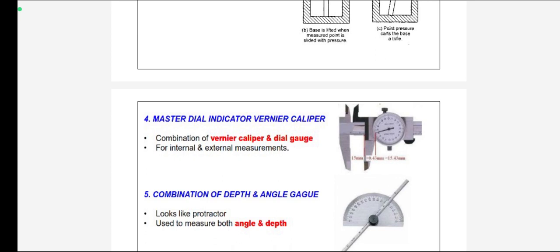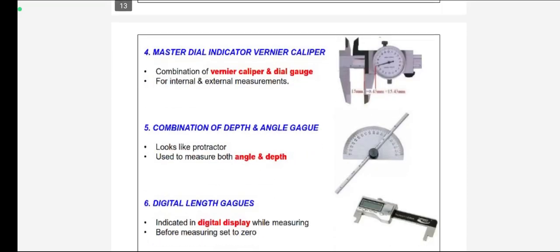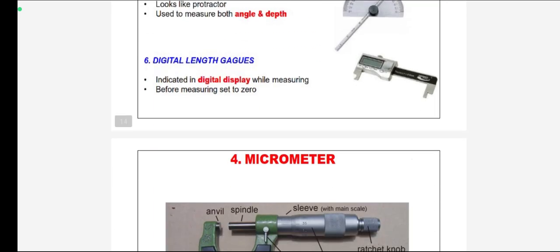These are also linear measurements made by using a dial gauge. Internal and external diameters can be measured using the dial indicators. The next one, the combination of depth and angle gauge, looks like a protractor. This is also a linear measurement instrument, used to measure both the angle and depth of the object. And digital length gauges show the reading on a digital display while measuring, and before measuring they are set to 0.